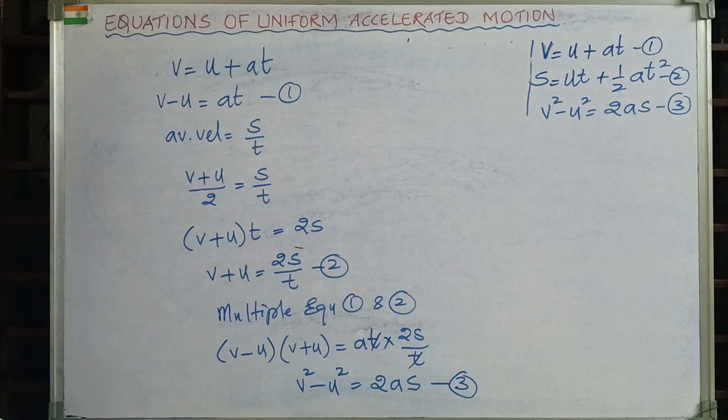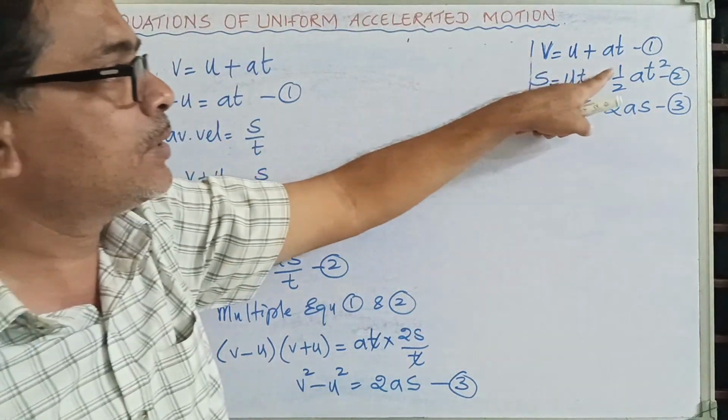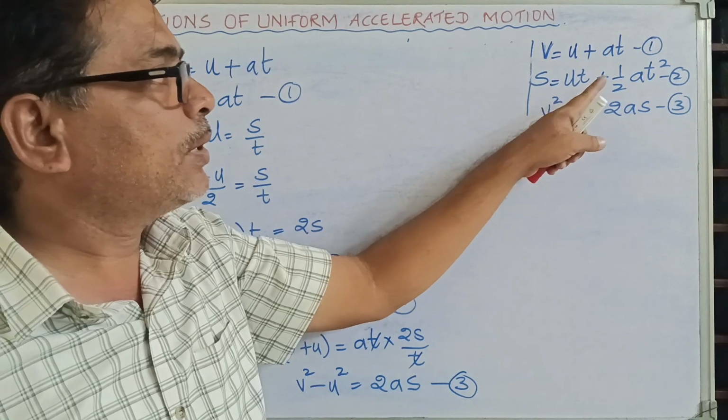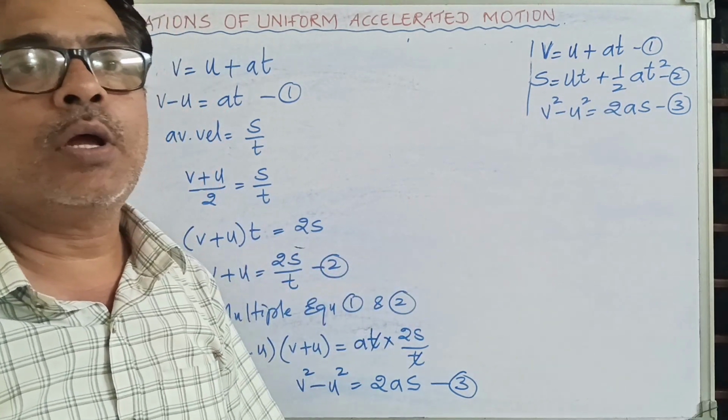So these are the equations of uniform accelerated motion. v is equal to u plus at, s is equal to ut plus half at square, and v square minus u square is equal to 2as.